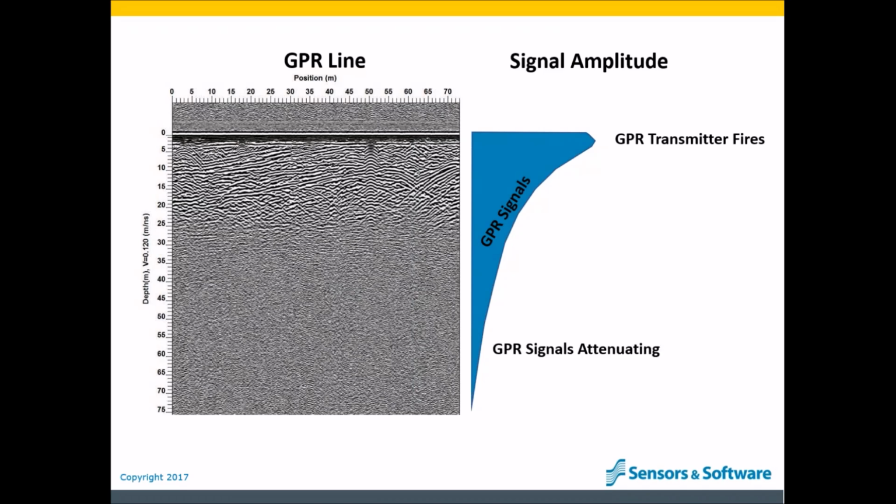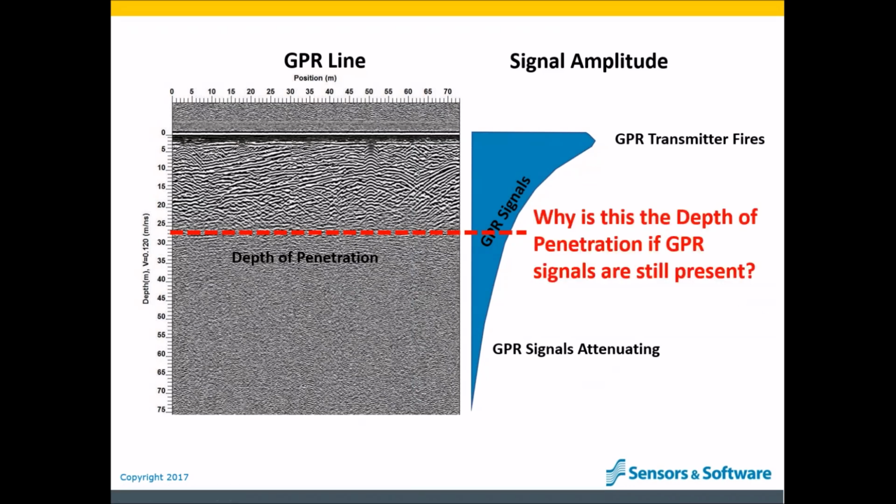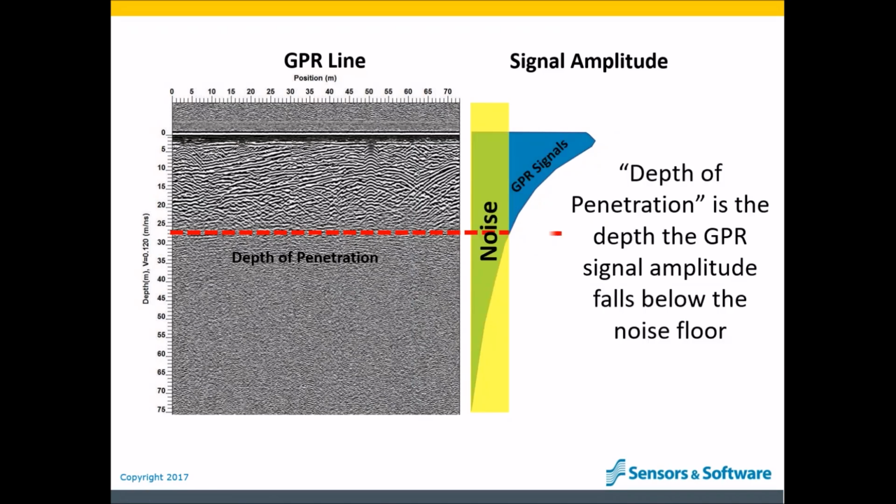If we plot the depth of GPR penetration we talked about in the last slide, we see that it runs through the GPR line about here. But notice there is actually lots of GPR signal below the depth of penetration. Why is this the depth of penetration if GPR signals are still present? There is one type of signal I have not plotted, the background RF noise.